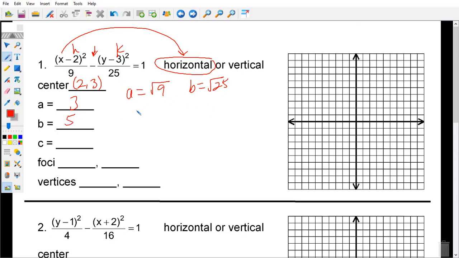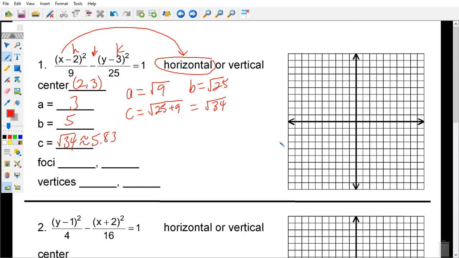Your C equals the square root of the sum of your denominators. C equals the square root of 25 plus 9, which equals the square root of 34. So we have the square root of 34, which is approximately 5.83.